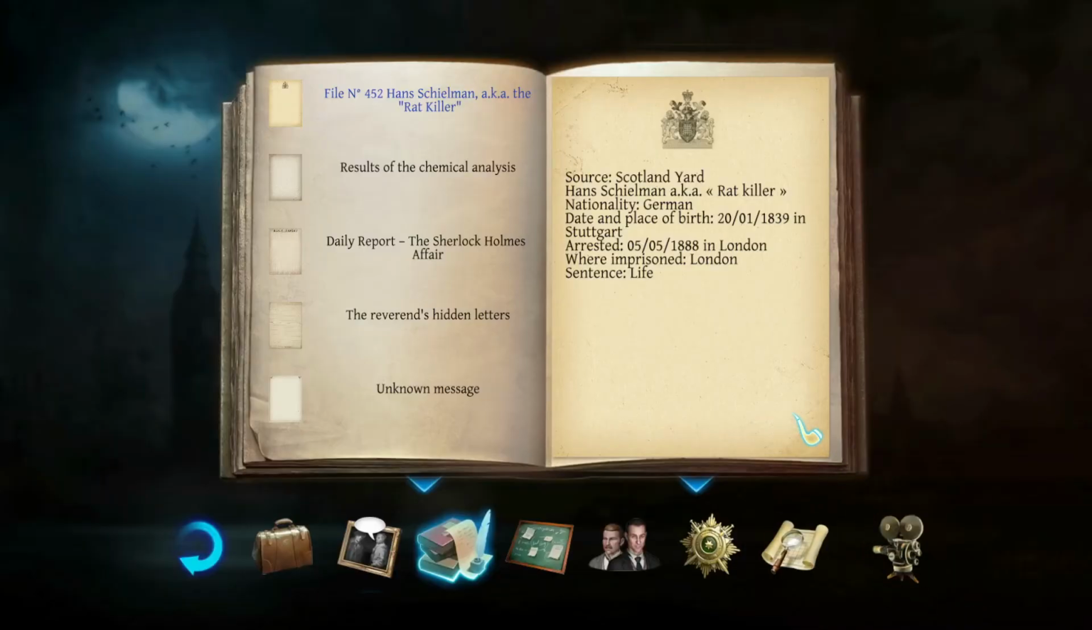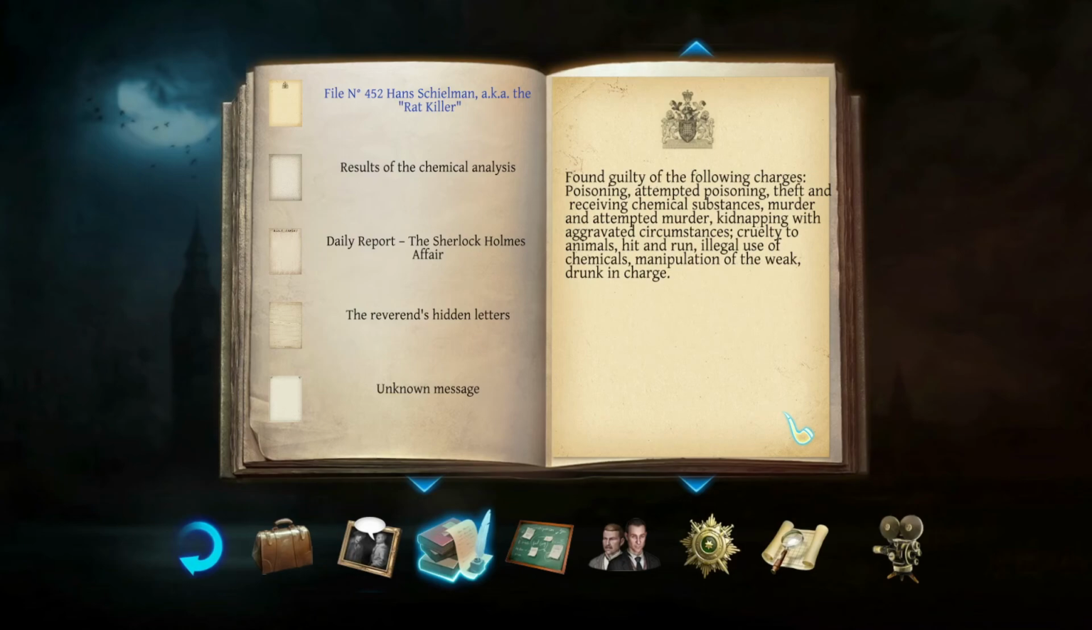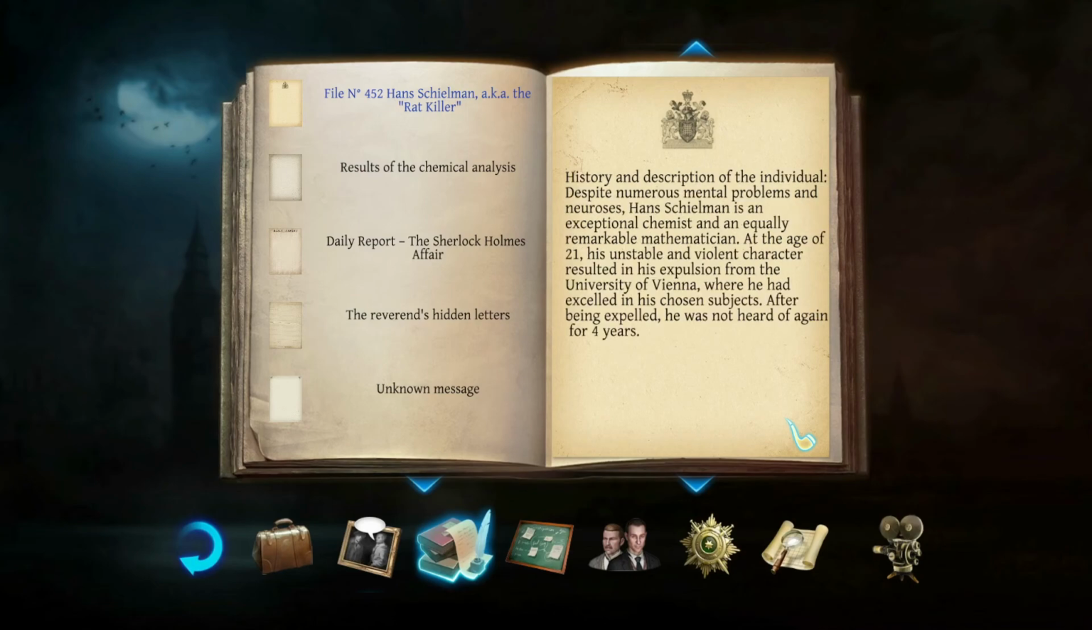So, Scotland Yard, Hans Schielmann, also known as the Rat Killer, nationality German, date and place of birth 20th January 1839 in Stuttgart, arrested 5th of May 1888 in London, where imprisoned, sentenced to life. Found guilty of the following charges: poisoning, attempted poisoning, theft and receiving of chemical substances, murder and attempted murder, kidnapping with aggravated circumstances, cruelty to animals, hit and run, illegal use of chemicals, manipulation of the weak, drunk in charge. History and description of the individual.